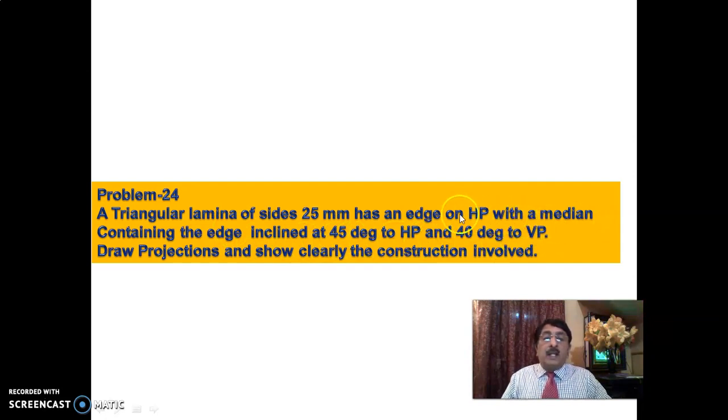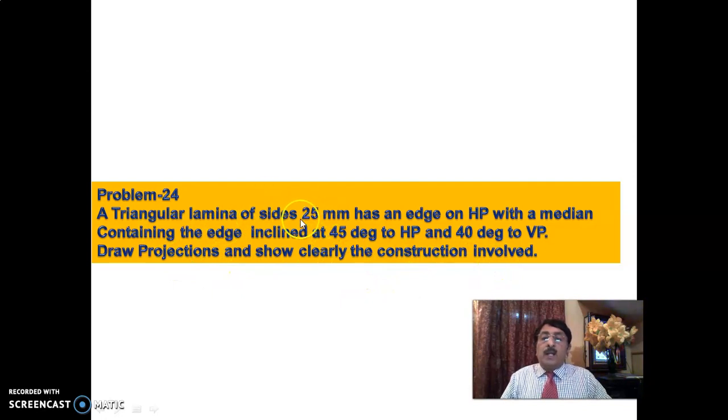Now you understand here. A triangular lamina has an edge on HP. That means you have to start from the top view. And there is a median connected with the triangular lamina. With reference to this median, two true inclinations have been given, 45 degrees to HP and 40 degrees to VP. Under these circumstances, this construction is absolutely necessary, otherwise it will go wrong. Draw projections and show clearly the construction involved.